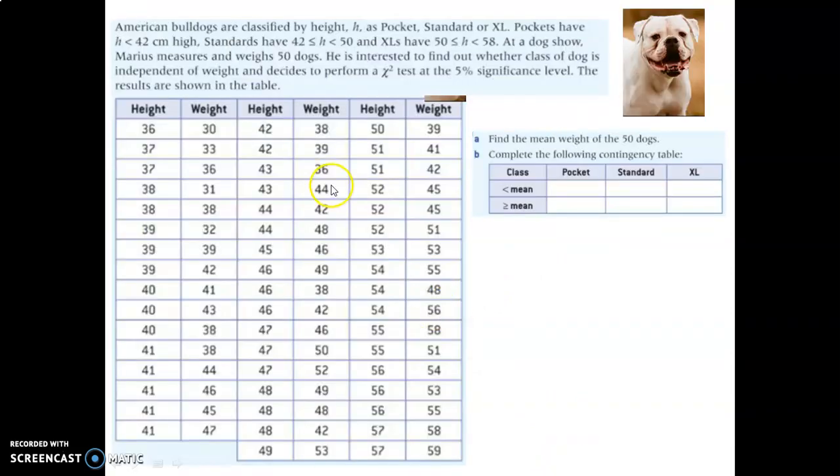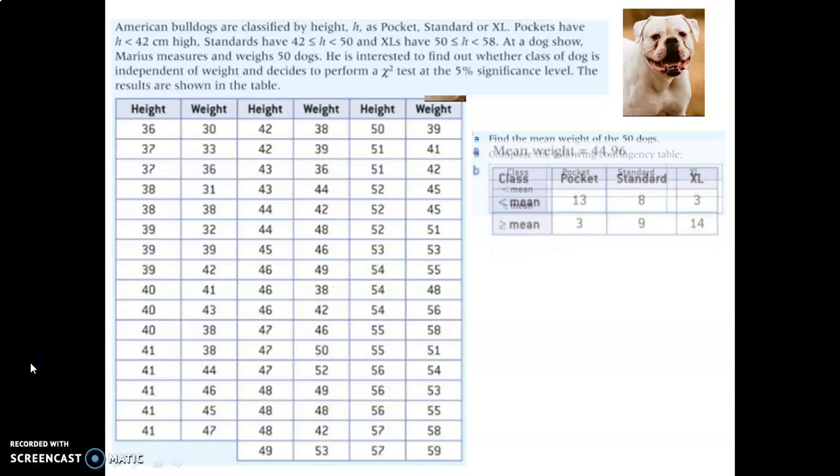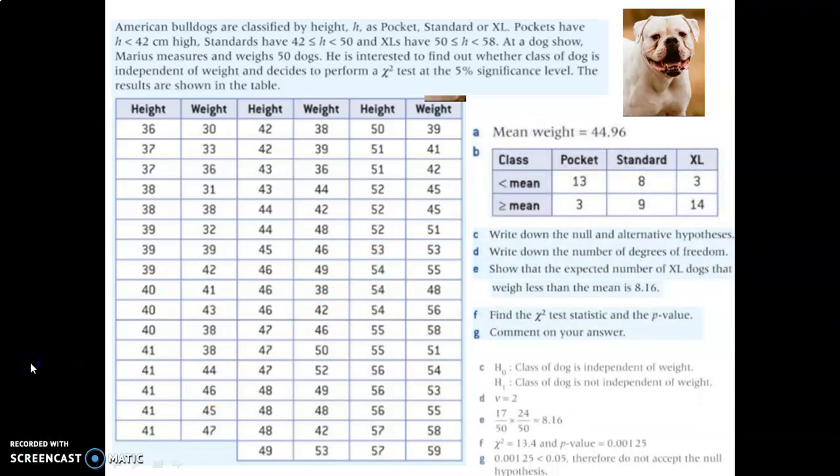Okay, let's do one more. We have American Bulldogs. We have the data given here. Please read this question right now. Now we're going to take this data and do something very different. So we're going to find the mean of 50 dogs. So you're going to enter all the weights into a stat edit table, put all the weights in, and then do a stat calc and figure out the mean. Okay, there's the answer. There's some more questions and answers there.